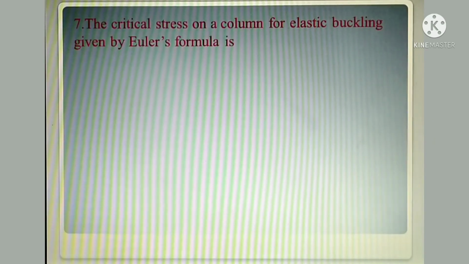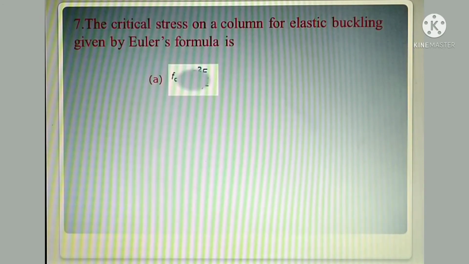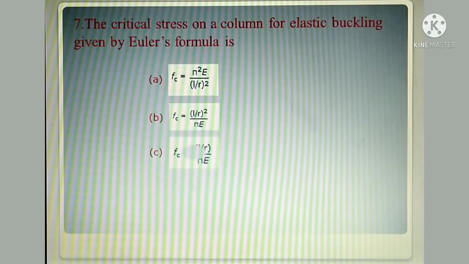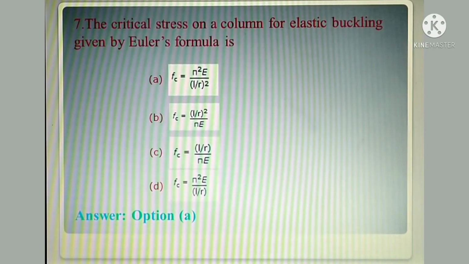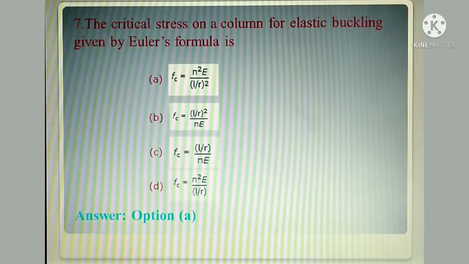Seventh question. The critical stress on a column for elastic buckling given by Euler's formula is: A, Fc is equal to pi square E divided by (l by r) the whole square. B, Fc is equal to (l by r) whole square divided by pi E. C, Fc is equal to (l by r) divided by pi E. And D, Fc is equal to pi square E divided by l divided by r. Answer: option A, Fc is equal to pi square E divided by (l by r) the whole square.